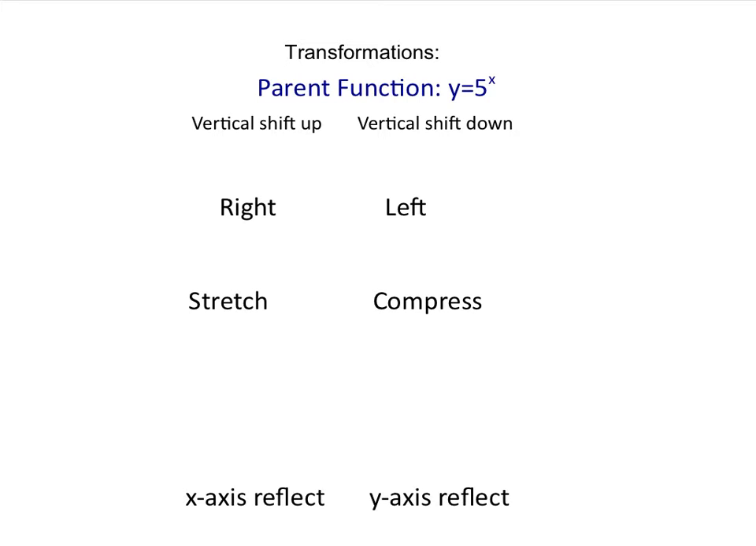For a vertical shift up, so translating up so many units, that would be something like y equals 5 to the x. Again, you need your base in your function because that's your parent function, plus 3. That would allow that function to go up 3 units. A vertical shift down would be y equals 5 to the x minus 3. And again, we need that 5 to the x in there because that's part of our parent function.